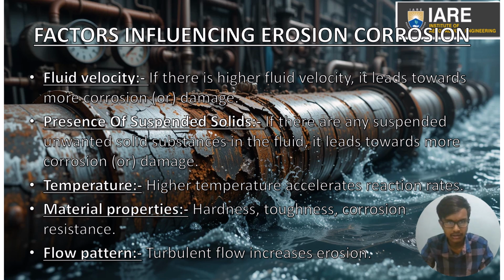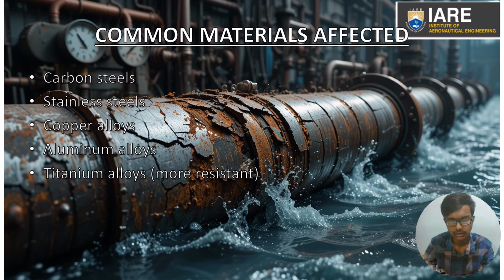longevity and reliability of equipment exposed to corrosive and erosive environments. Now let's go through the common materials which are affected due to this phenomenon of erosion corrosion. Firstly, carbon steels. These carbon steels lack a protective oxide layer. This makes them easily corroded once the surface is worn away.